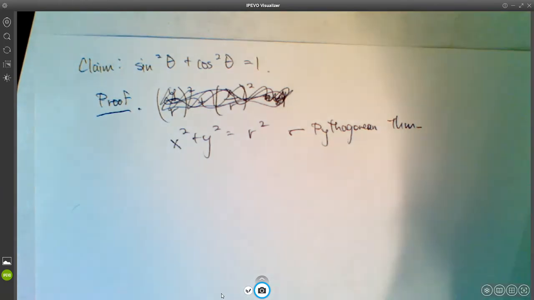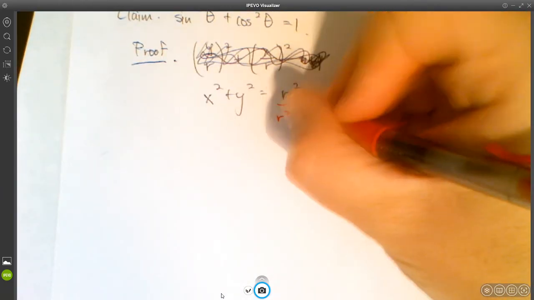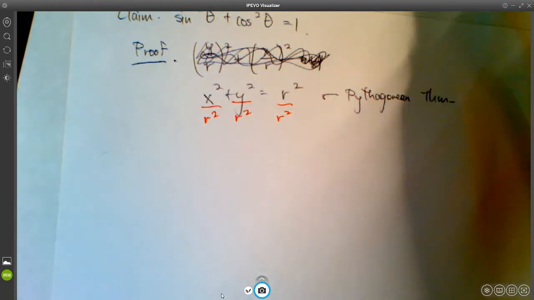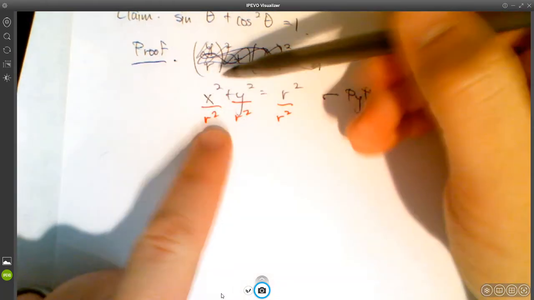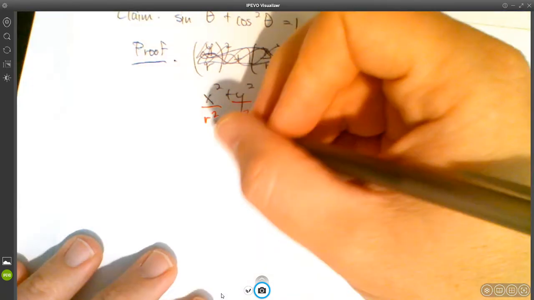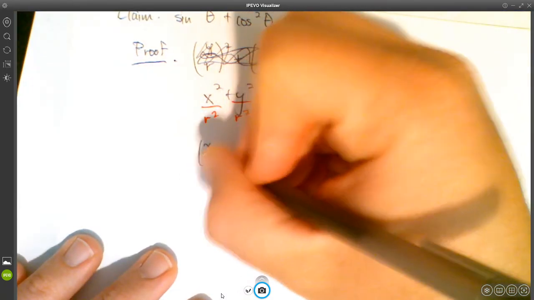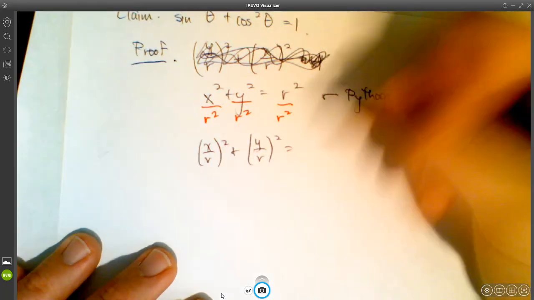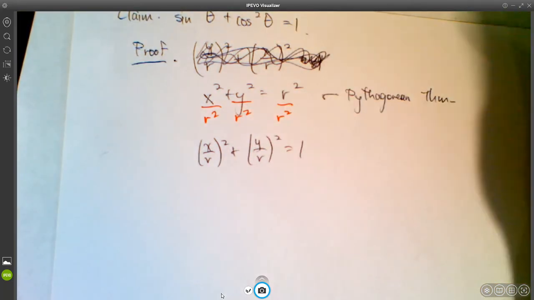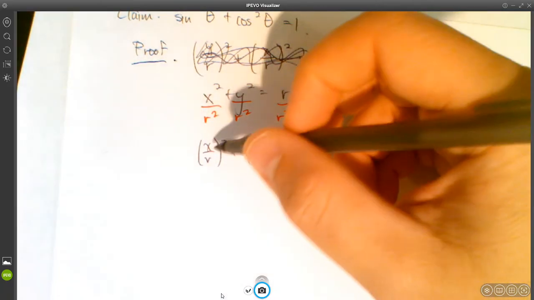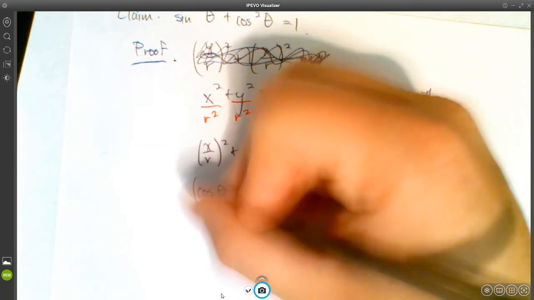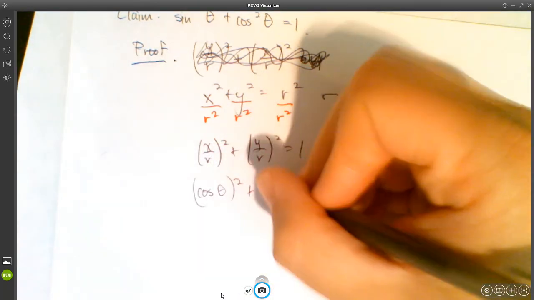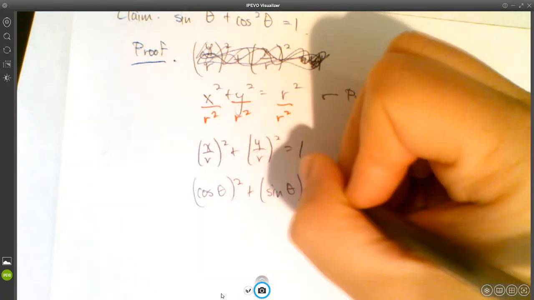If we divide through by r squared, and then take out that square, we can write this as (x over r) squared plus (y over r) squared, and r squared over r squared is 1. And there you go. That's where the statement comes from, right? Because x over r is cosine, so this is cosine theta squared. Y over r is sine, so this is sine theta squared.